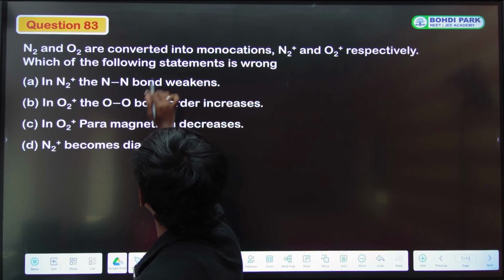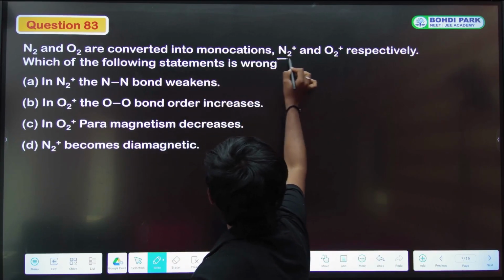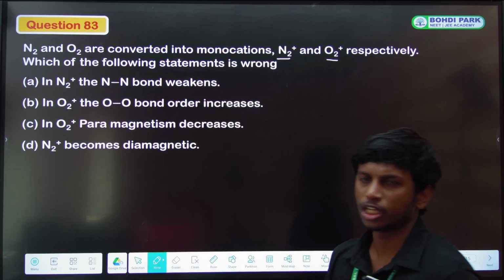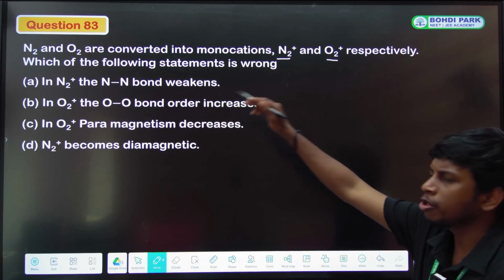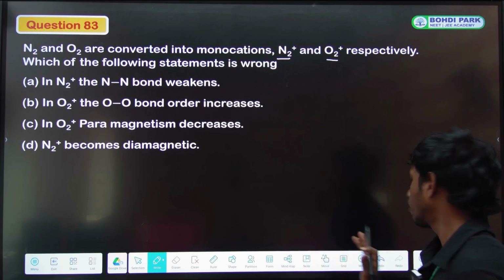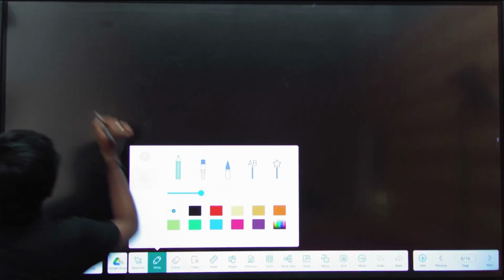N2 and O2 are converted into monocations, N2 plus and O2 plus respectively. Which of the following statements is correct? Okay, so what do we write? N2 and O2 are molecules, so we are going to check the molecular orbital diagram. Okay? First we are writing for N2.